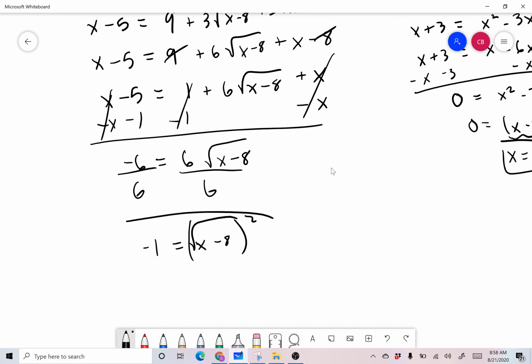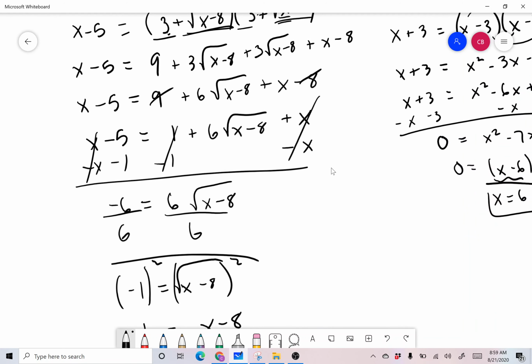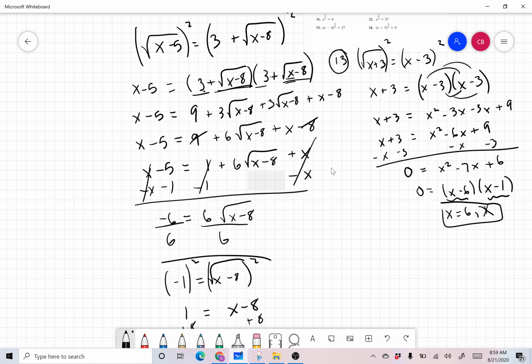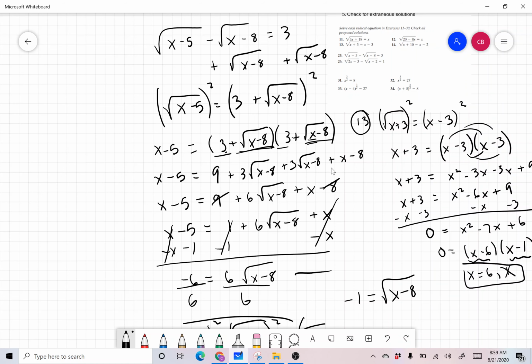We square both sides. 1 is equal to x minus 8. Add 8. And x is equal to 9. So we only got one solution for this, but I think this one's extraneous because in this step here, we had negative 1 is equal to the square root of x minus 8, right? And so we know the square root cannot ever be equal to a negative, so that wouldn't work.